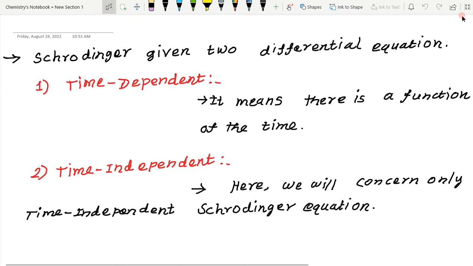Schrodinger gave two differential equations. The first one is time dependent, which means it is a function of time. The second one is time independent. Here we will be concerned only with the time independent Schrodinger equation.